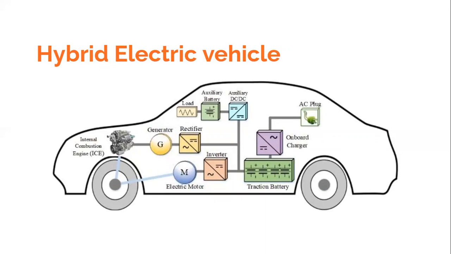So what is a hybrid electric vehicle? Hybrid electric vehicles, as you see in this figure, utilize both the internal combustion engine as well as the electric powertrain to power the vehicle. A hybrid electric vehicle uses the electric propulsion system when the power demand is low. It has a great advantage in low speed conditions, like when you are traveling in an urban area.